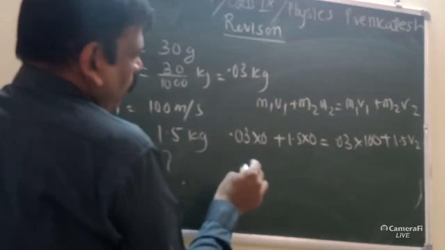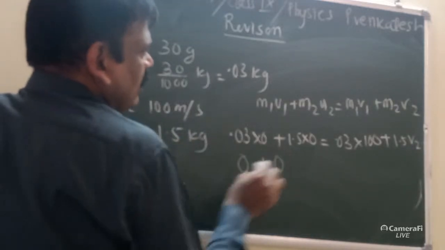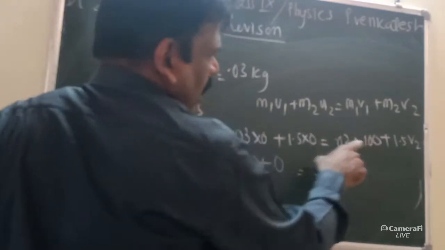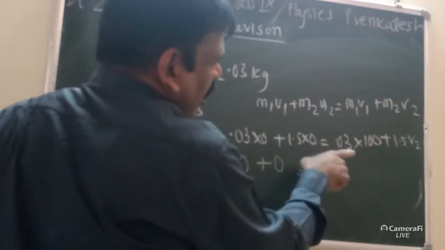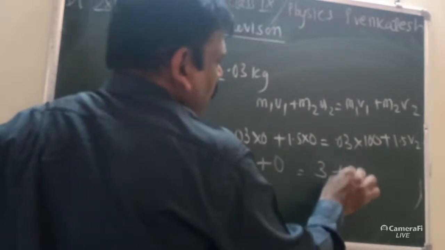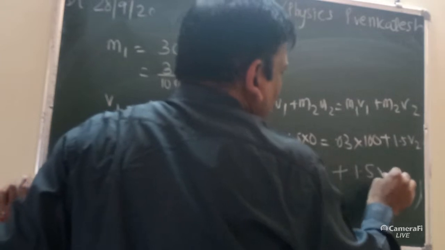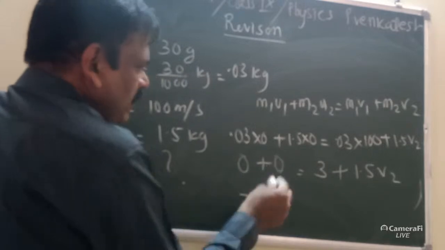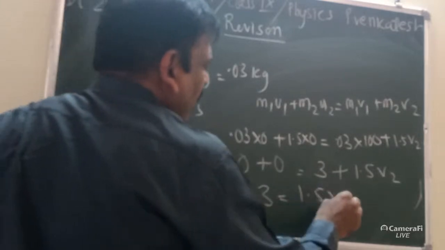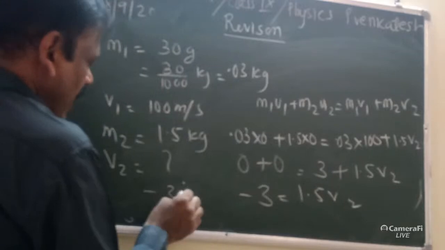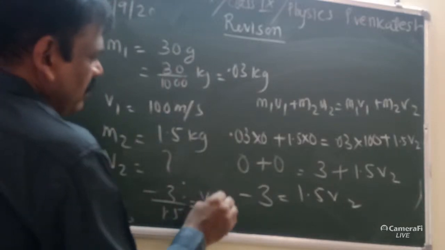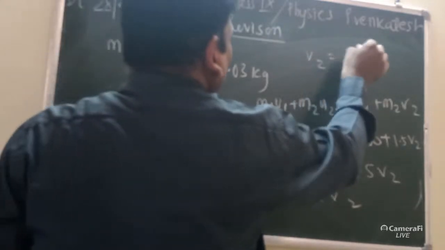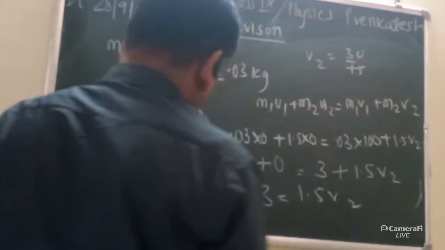Okay, 0 plus this will be 0. Now, how much will you get? 0.03 into 100, that is 3, plus 1.5 V2. Bringing this to the other side, minus 0 means minus 3 equals 1.5 V2, or V2 equals minus 3 upon 1.5. When you solve this, V2 equals, removing the decimal, 30 upon 15.